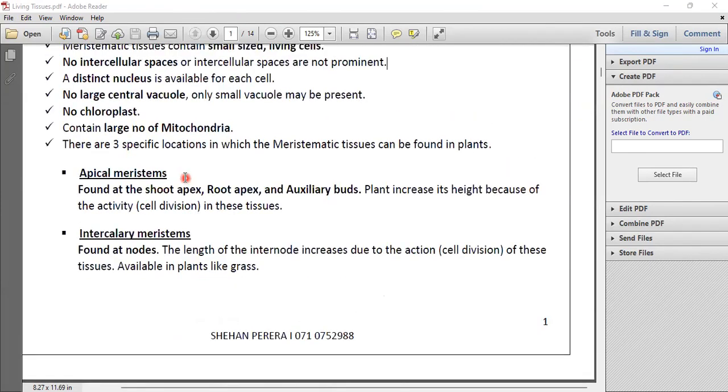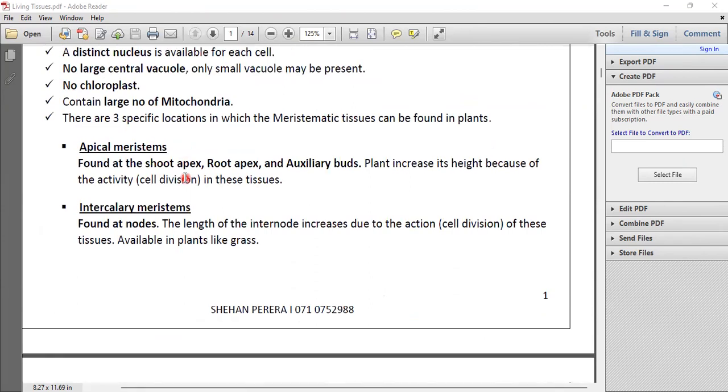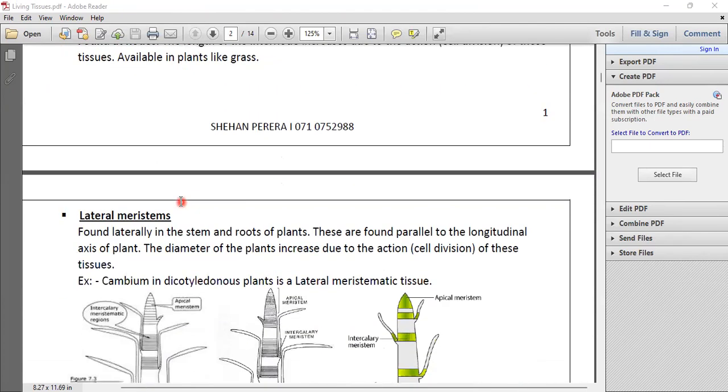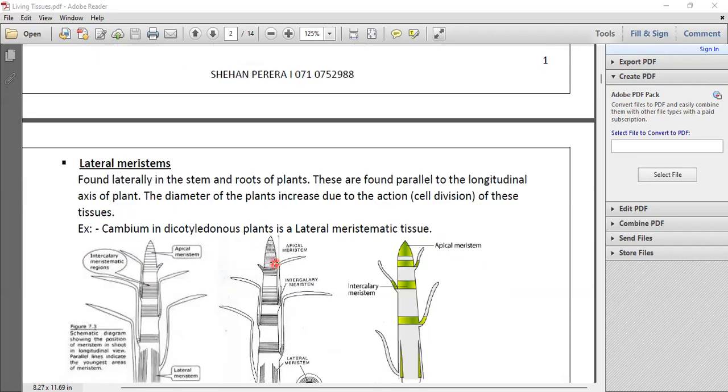Then we had the example where the apical meristems are found, and we had the examples where intercalary meristems are found, especially in plants like grass. And then examples where the lateral meristems are found: in cambium of dicotyledonous plants. Cambium of the dicotyledonous plant is a lateral meristematic tissue. What do you mean by cambium?